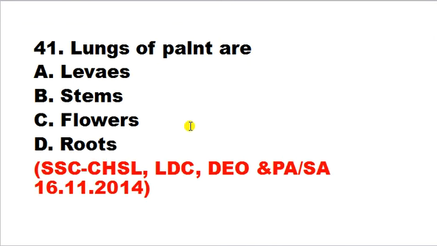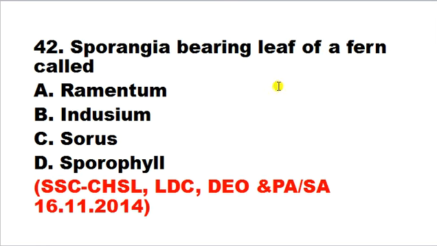Lungs of plants are leaves, stem, flower, roots. So leaves act as a lungs of the plant. Leaves are required for the respiration purpose and gases are exchanged from the leaf surface. So it acts as a lungs of the plant. Sporangia bearing leaf of a fern is called Ramentum, indusium, sorus, sporophyll. So sorus is the sporangia bearing leaf. Sporangia are the reproductive structure of the ferns, and several sporangia group together to form the sorus.